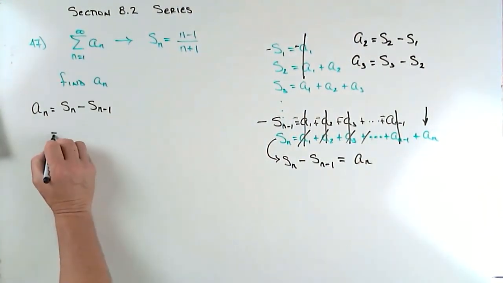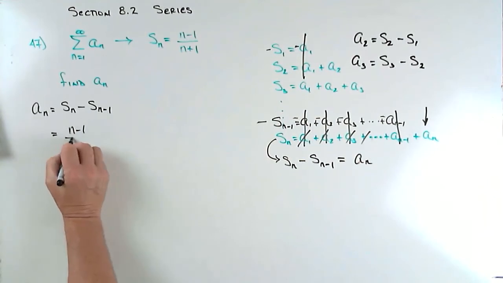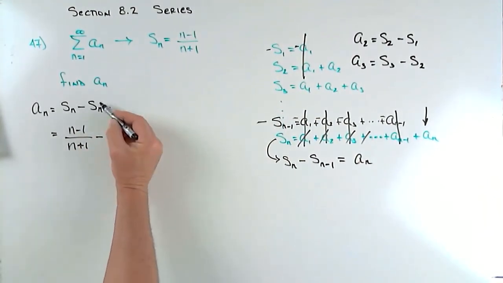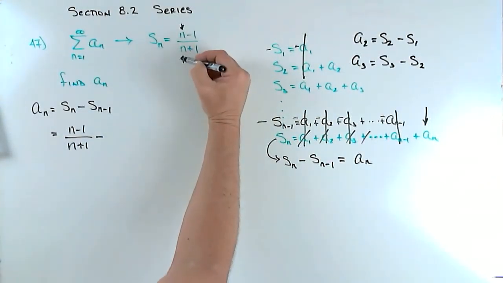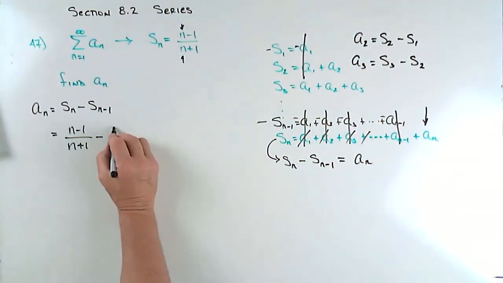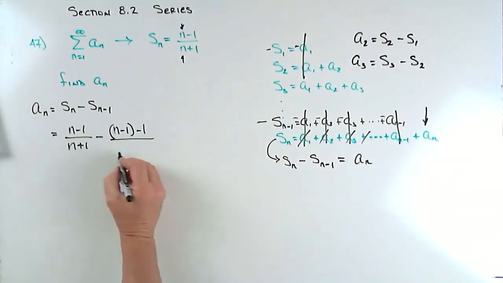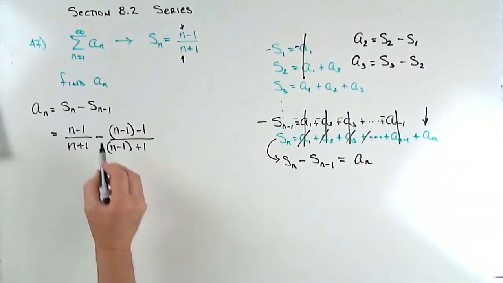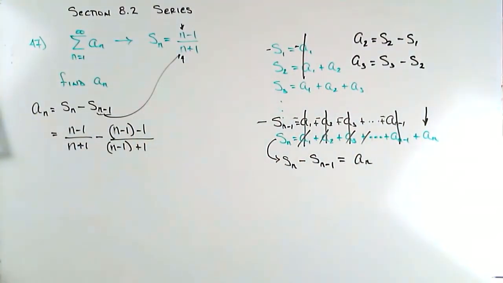Now we know what S sub n is. S sub n is found right here. So that's n minus 1 over n plus 1. And we know what S sub n minus 1 is. We're just going to put an n minus 1 here and an n minus 1 here. So we're going to have n minus 1 divided by n minus 1 plus 1. We put our n minus 1 right in here for our n's.